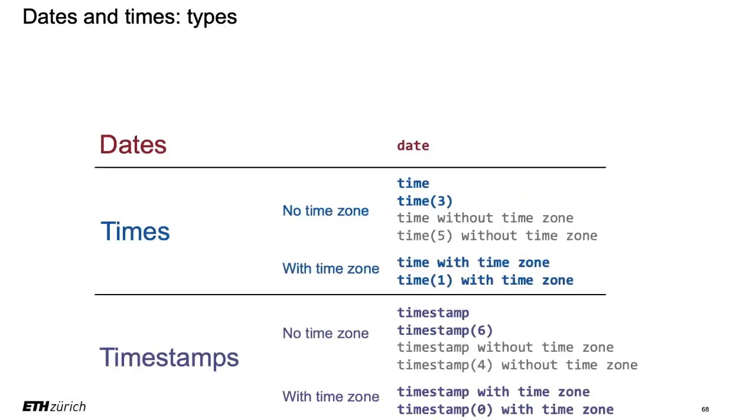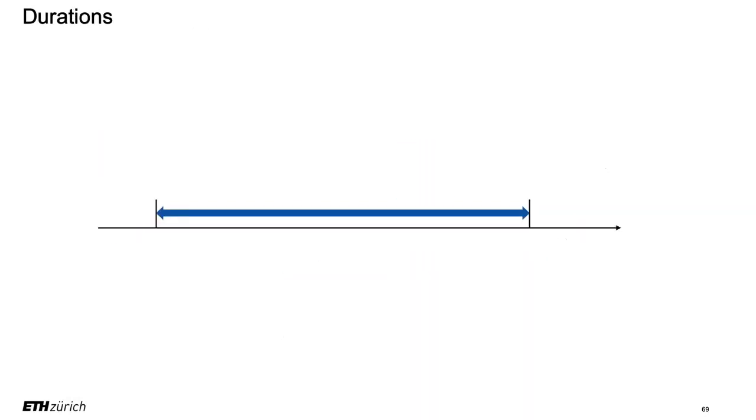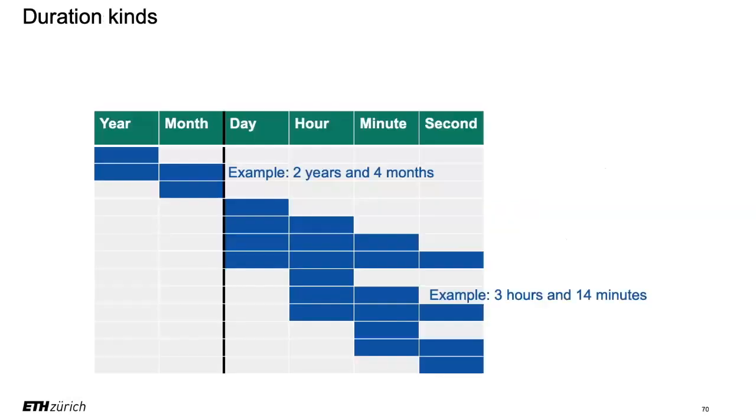Next, we have durations. Durations are not the same as time, right? Time is a point, a specific date or time or point in time. The durations are some interval that starts somewhere and stops somewhere, but we don't care when that is. We only care about the size of the interval. That's the duration. Now, there's also something tricky in there. So 2 years and 4 months, that's a duration. 3 hours and 14 minutes, that's another duration, right?